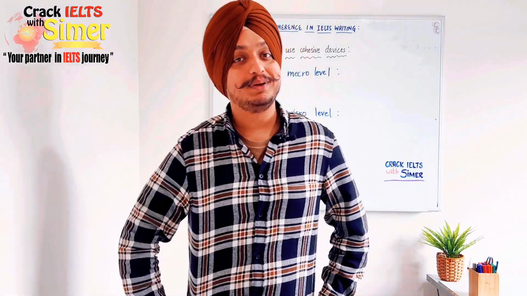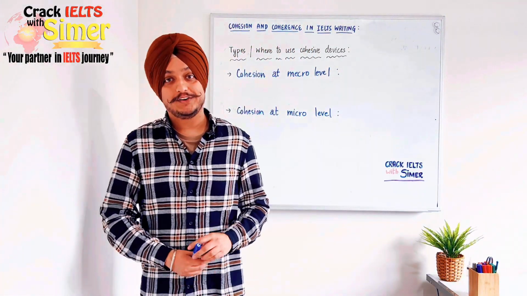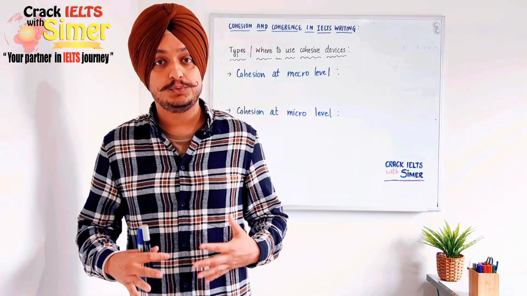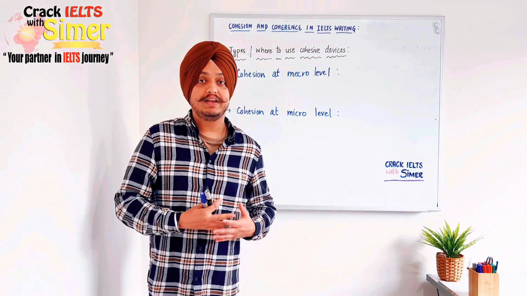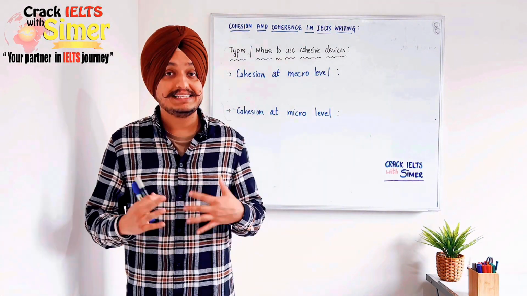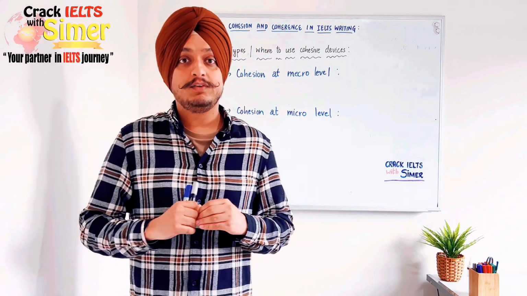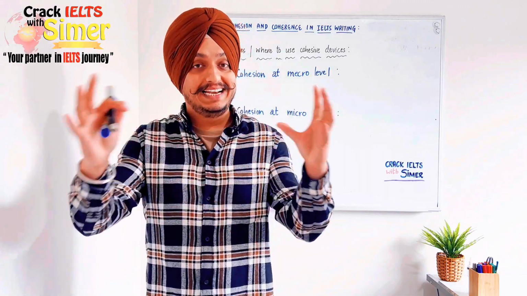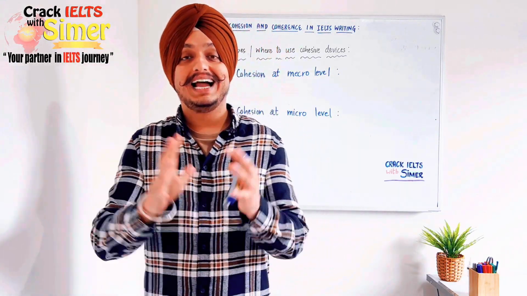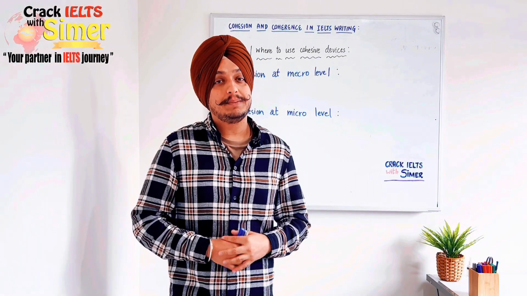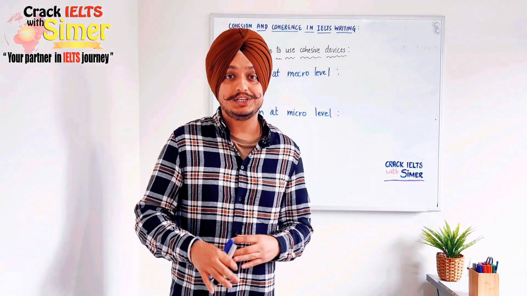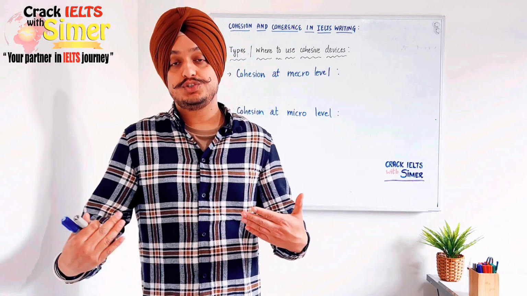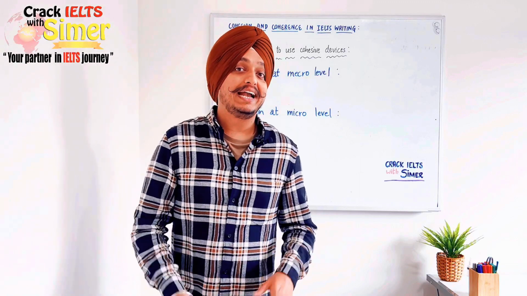Now you don't have to remember the terms cohesion at macro level or cohesion at micro level. These are just terms that I use in my classroom teaching so my students understand the different ways in which we can use cohesion in our IELTS essays. Macro level means broad, for example cohesion in the entire essay or in the entire paragraph. Micro level means cohesion within sentences, or when you're connecting one sentence to another. So let's talk about cohesion at macro level.